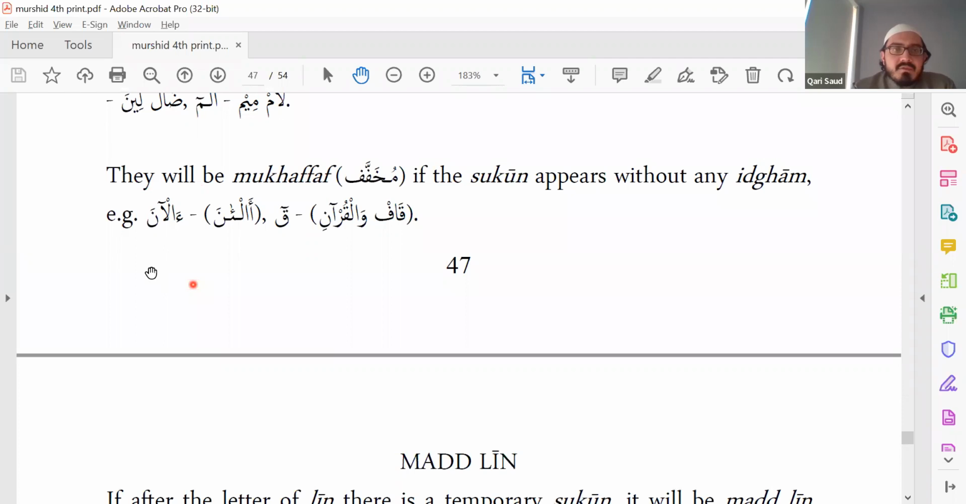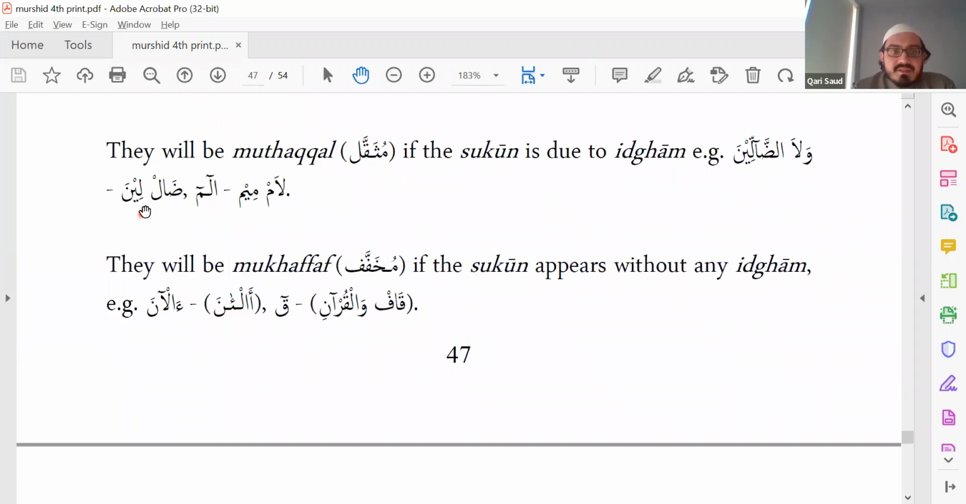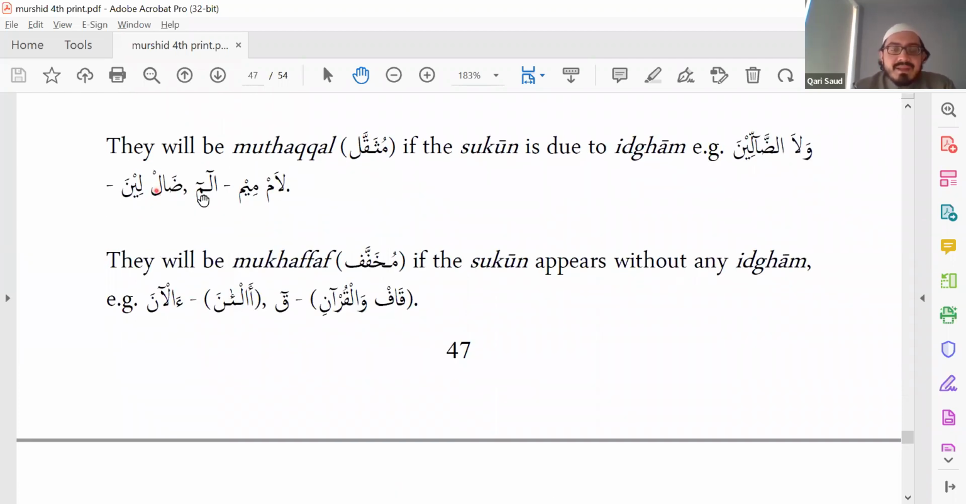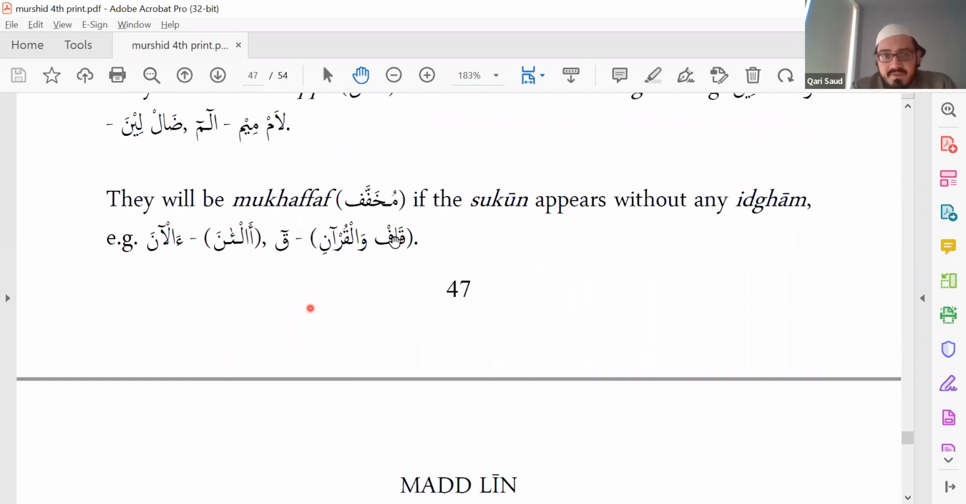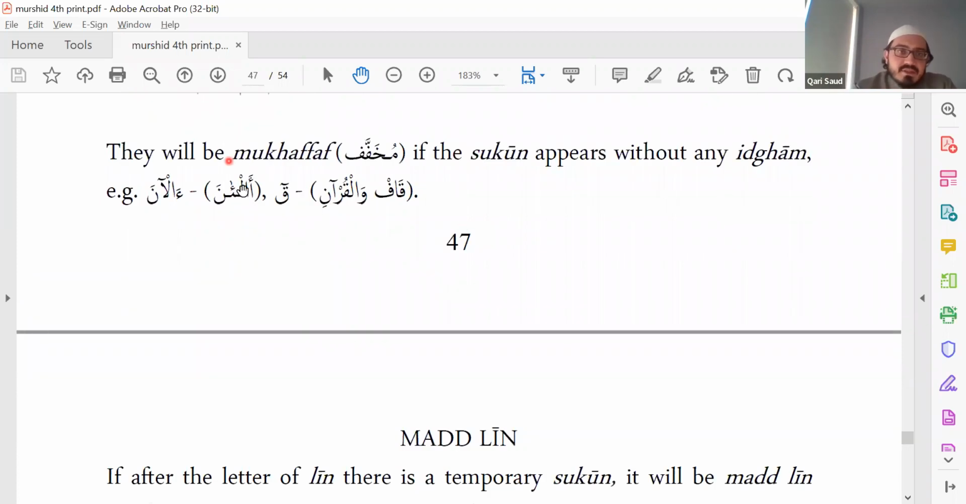And then lean here obviously is not a mad lazim, because you can say lina, right? So this would be mad adam, the temporary mad. Okay. So there will be mukhaffaf if the sukoon appears without any idgham. So al-ana. So here there's a lam with a sukoon, but you don't do any idgham. You just say al and then move forward.